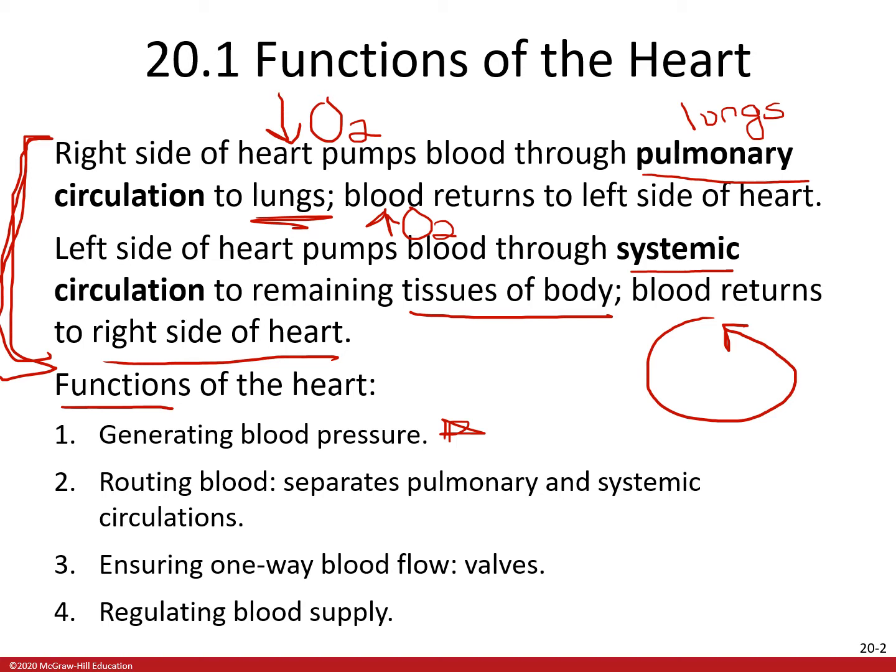And then the fourth function is regulating blood supply. You can make a little note here that this means a supply and demand of oxygen, nutrients, whatever your tissues are needing. Your heart is going to ensure that they get what they need. So if you need to be taking in more oxygen, your heart might start pumping a little bit faster in order to circulate that blood into your lungs, pick up the oxygen, drop off the CO2, and then get that oxygen to your tissues.